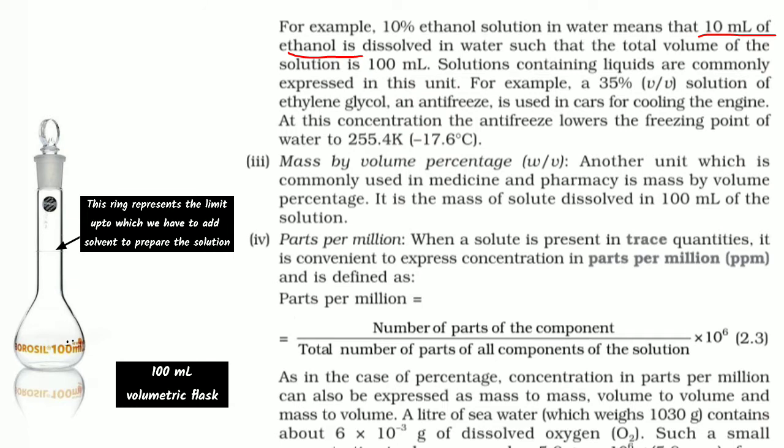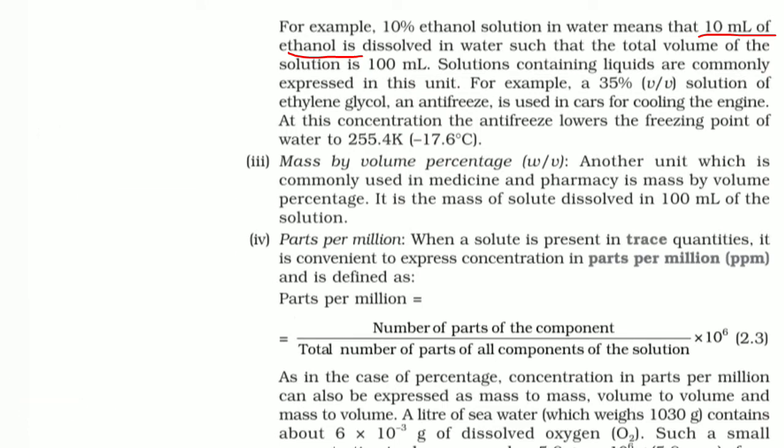So why do we use a volumetric flask to prepare this? We could also use just 10 ml of ethanol and then 90 ml of water. But we use a volumetric flask to prepare volume percent solutions to minimize the error. We can also prepare the solution by using just a beaker, no problem, but error will be there.